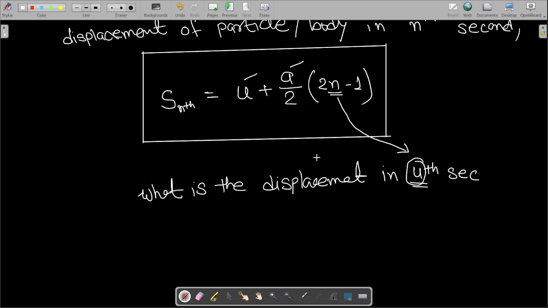Now do some numericals. These numericals are very important from the point of view of JELET. So try it on your own. Okay. Let me open it.